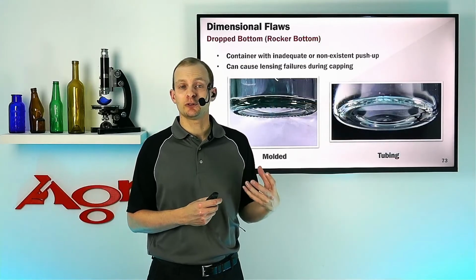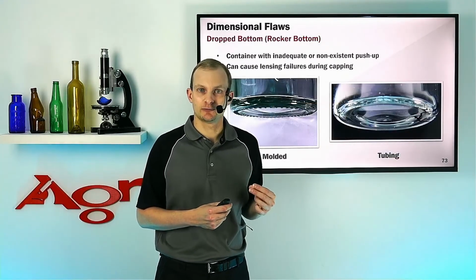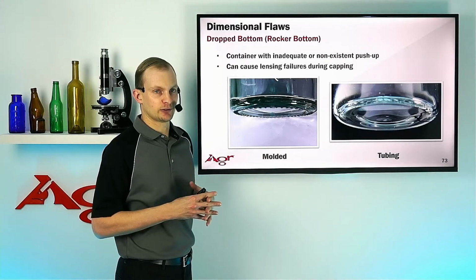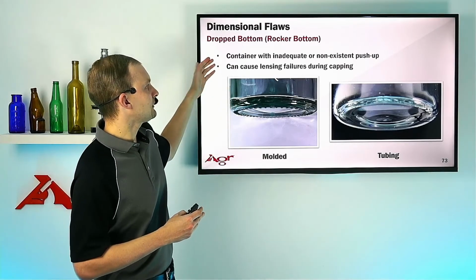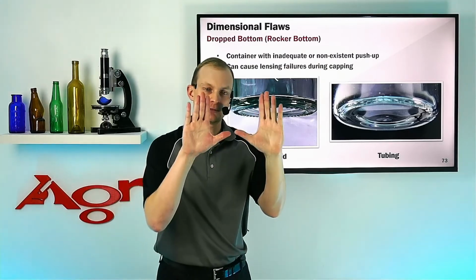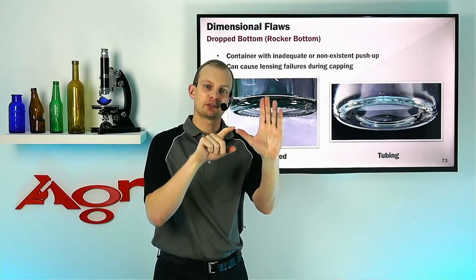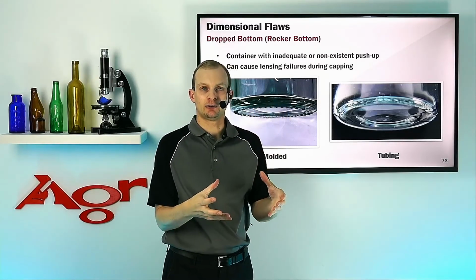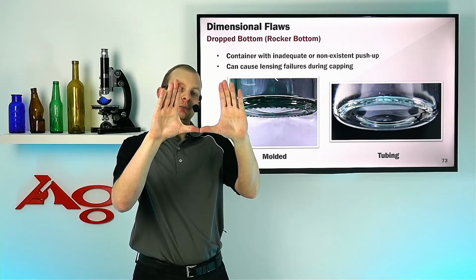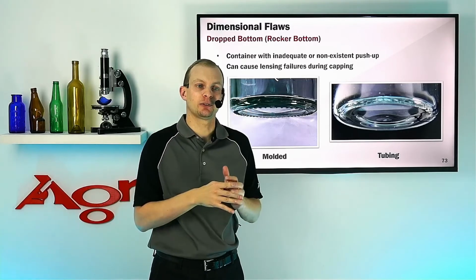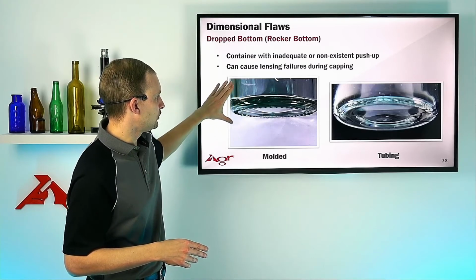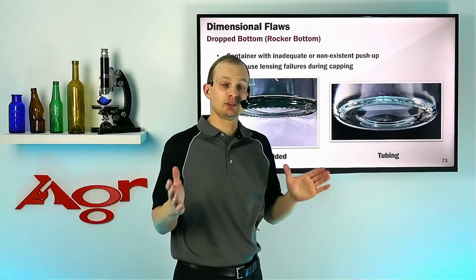The next flaw is referred to as a dropped bottom or rocker bottom condition. I referred to this a little bit earlier when we were introducing some of the defect categories. When we have a drop bottom, that's a container that has an inadequate or non-existent push-up. That's that concavity on the bottom of our container that tries to prevent that bottom surface from coming in contact with whatever our vial is sitting on. If it's a dropped bottom, well, that contour can sag to the point where it's touching, or potentially even protruding past the bearing surface. Here we can see an example where we have that sagging drop bottom on a molded vial, and here it is on a tubing vial. So it can happen on both.